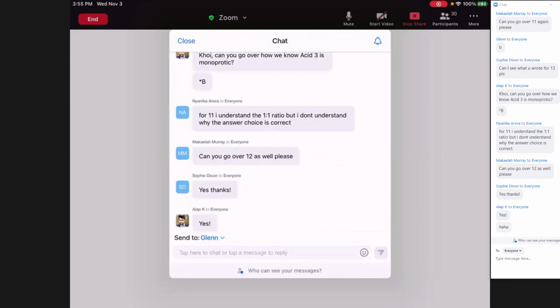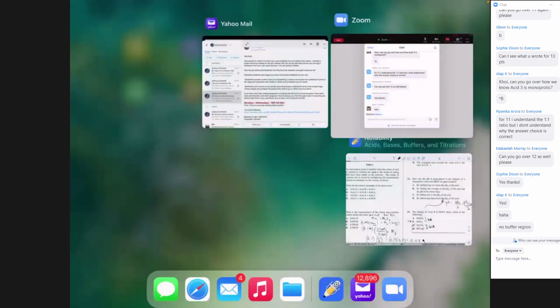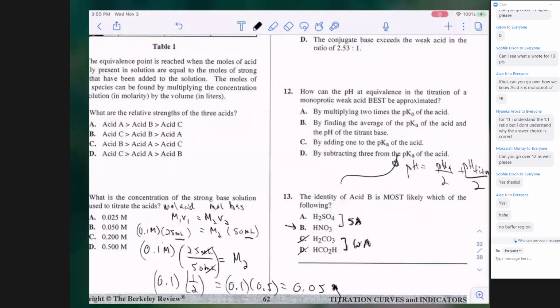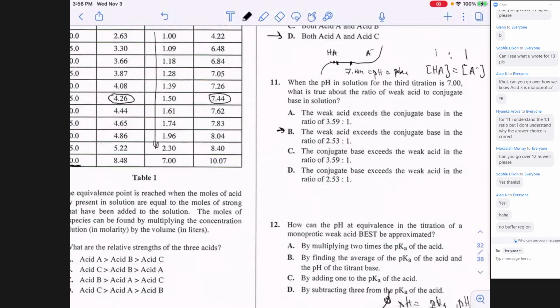Okay, number 12. Oh, 1-to-1. So we're going back to 11, then I'll get to 12. Sorry about that. I'll get to 12 next. So 1-to-1 is at this point, right? pH of 7 is probably really close to it, right? So I'm going to choose the ratio that's closest to 1-to-1.